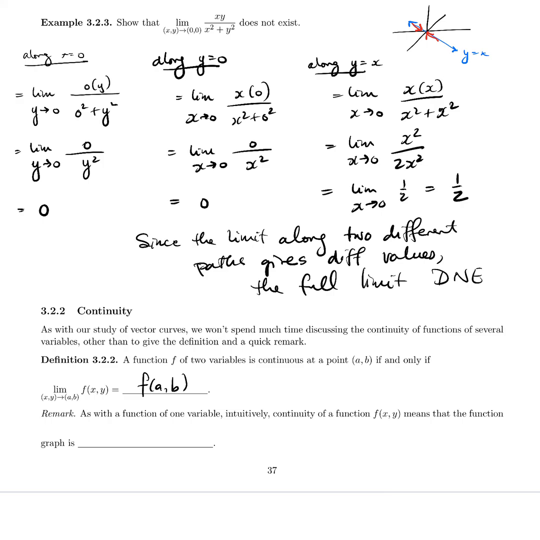As a quick remark, in Calculus 1, in a function of one variable, intuitively, continuity of a function meant that you could draw the function without picking up your pencil. Obviously, you can't draw a surface without picking up your pencil, but the idea remains the same, that the function graph must be connected. So the idea of continuity being intuitively the property of a function graph being connected remains the same for functions of two variables, and in fact, it remains the same in higher dimensions as well.